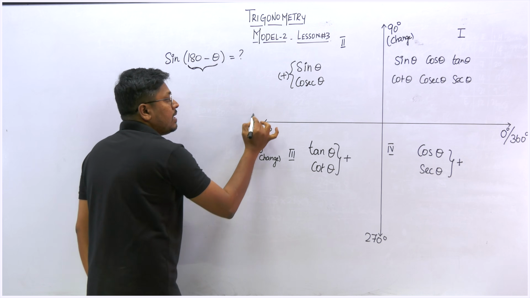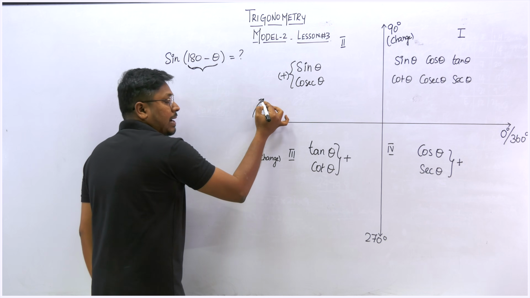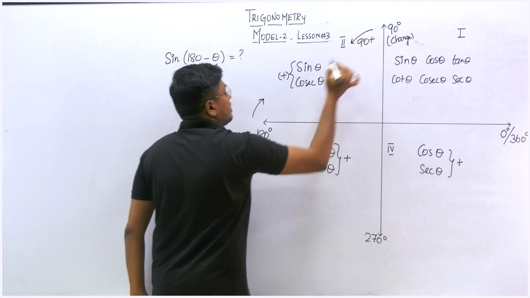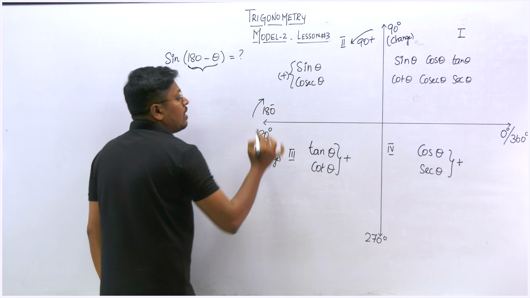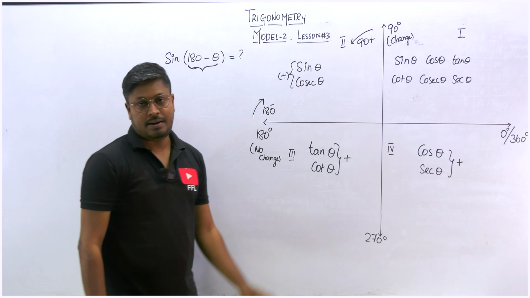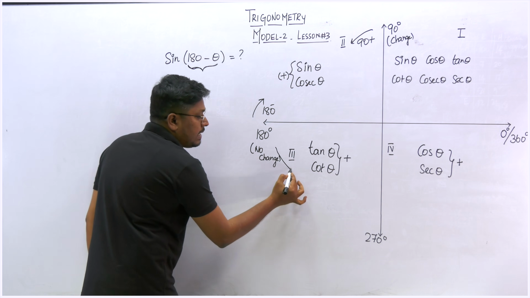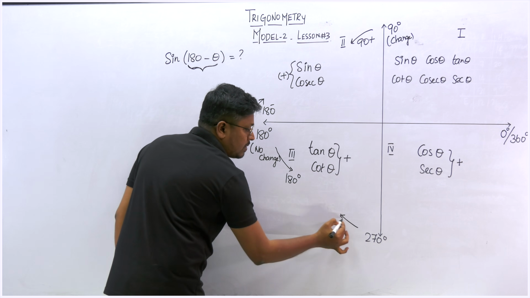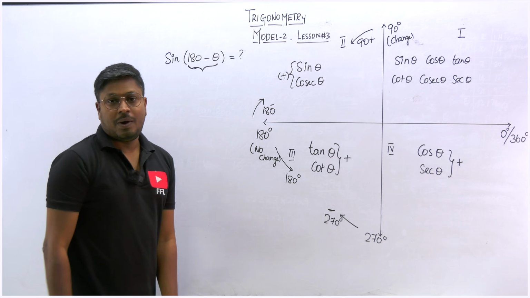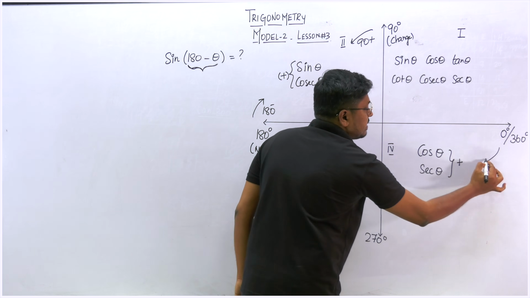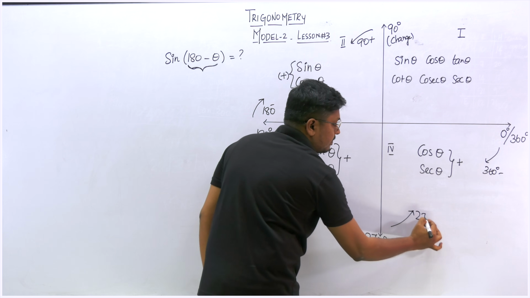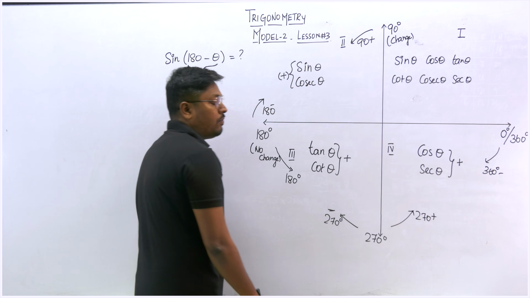So friends, understood or not? All these will be less than 180, so we can say this will be 90 plus. So 90 plus or else 180 minus, all these lie in the second quadrant. 180 plus, or else 270 minus, all these lie in the third quadrant. Similarly, 360 minus or else 270 plus lies in the fourth quadrant.